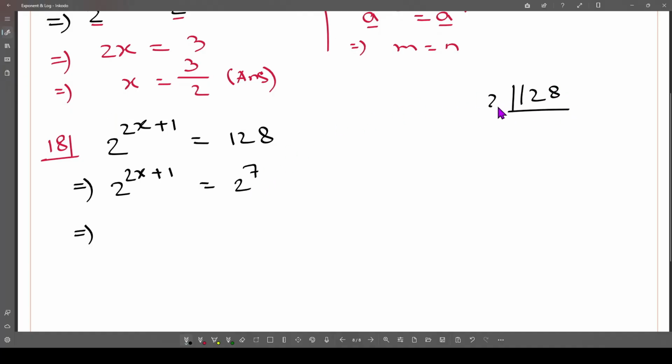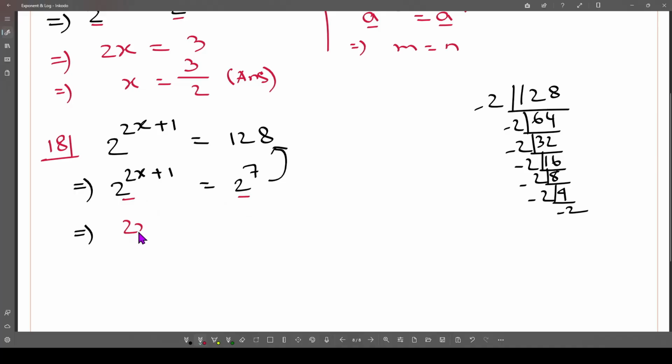128 we can divide by 2, so here is 64. Again divide by 2, here is 32. Divide by 2, here is 16. Divide by 2, 8. Divide by 2, 4, and finally divide by 2, it will become 2. So 1 2 3 4 5 6 7. So 2 to the power 7 means 128. Now look, here the bases are the same, so 2x plus 1 equals 7.